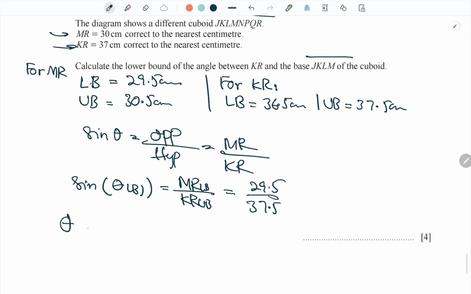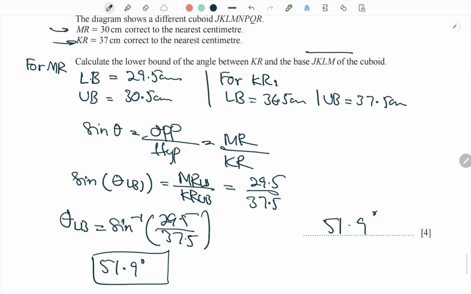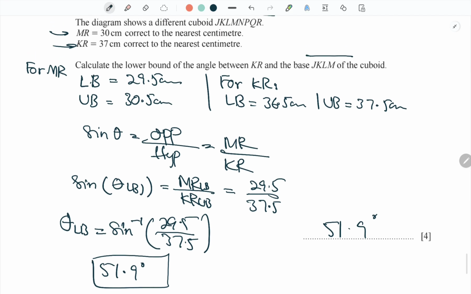Now we calculate theta lower bound equals sine inverse of 29.5 over 37.5. Okay, we calculate the inverse, so we get the answer 51.9 degrees, correct to one decimal place. 51.9 degrees. So this is the final answer. I hope this one is clear.